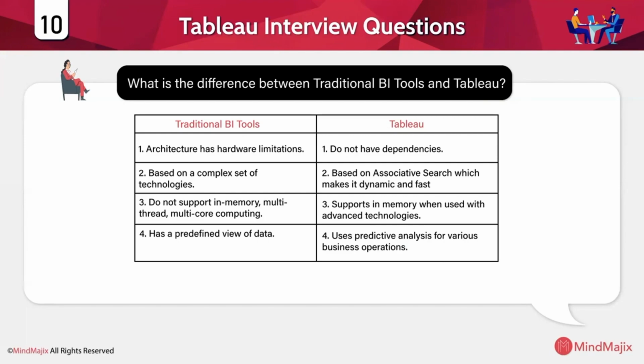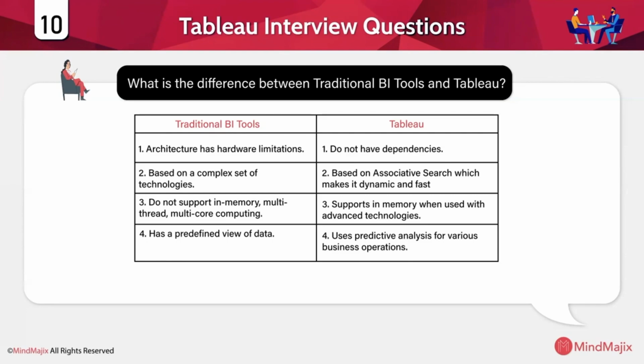So what are the differences between traditional BI tools and Tableau? First of all, the architecture. Whenever we are working with traditional business intelligence tools, they work with some architecture, but the architecture has some hardware limitations. But when we talk about Tableau, because Tableau also works for business intelligence, in Tableau we do not have any dependencies, because Tableau works as an individual tool.